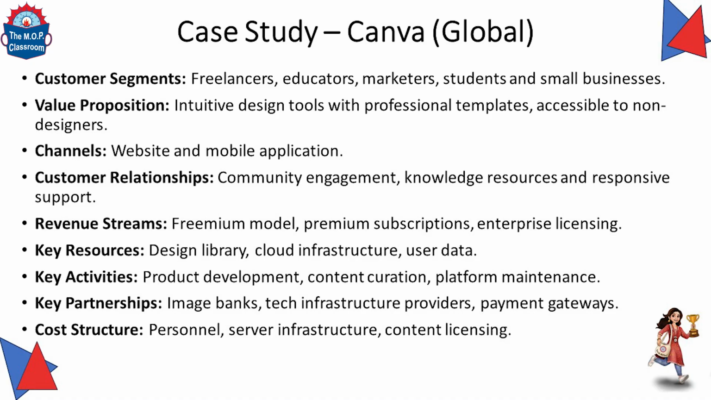Revenue streams: how they generate revenue is through a freemium model, because to some extent it is freemium. So, premium subscriptions and enterprise licensing. With enterprise licensing, a business can take Canva and it can be given to their employees.